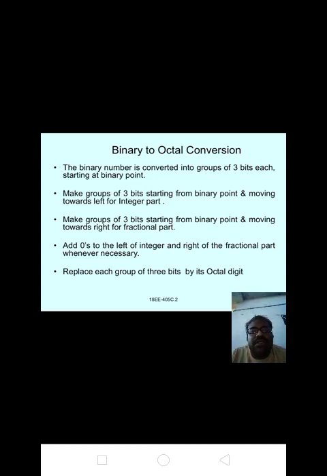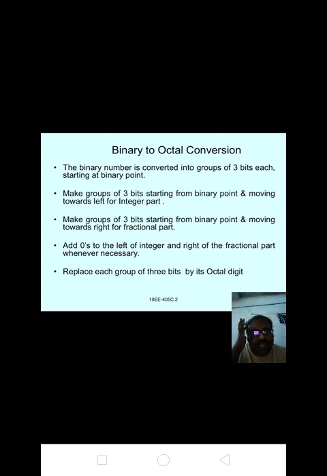Binary to octal conversion. The binary number is converted into groups of 3 bits each, starting at the binary point. Make groups of 3 bits starting from the binary point and moving towards the left for the integer part. Make groups of 3 bits starting from the binary point and moving towards the right for the fractional part. Add zeros to the left of the integer and right of the fractional part wherever necessary. Replace each group of 3 bits by its octal digit.